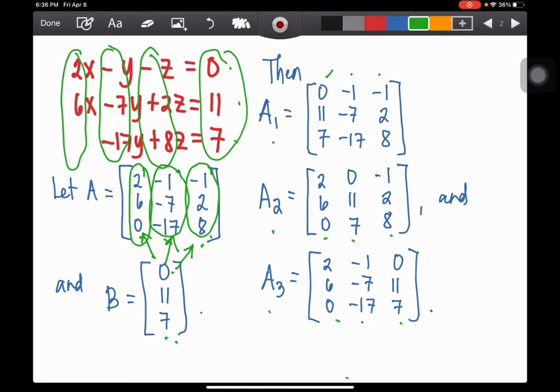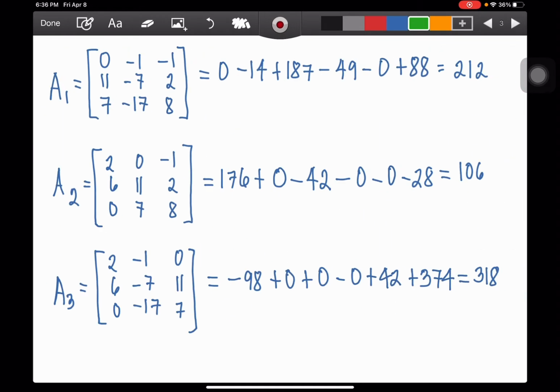So after creating these matrices, you are going to get the determinants. So what we're going to do now is erase this because this is supposed to be, sorry. Okay, this is supposed to be, alright, since it's determinant, okay, so it's absolute value symbol. Alright, so we have the determinants of A sub 1, A sub 2, and A sub 3.